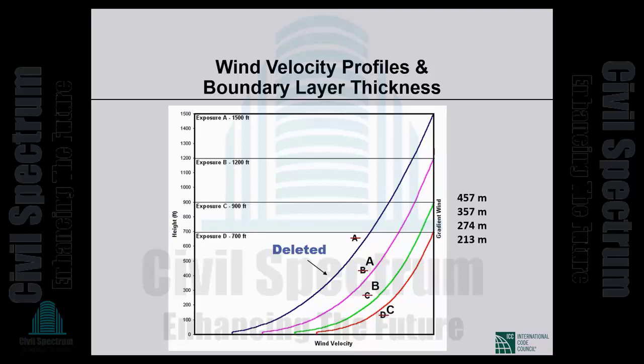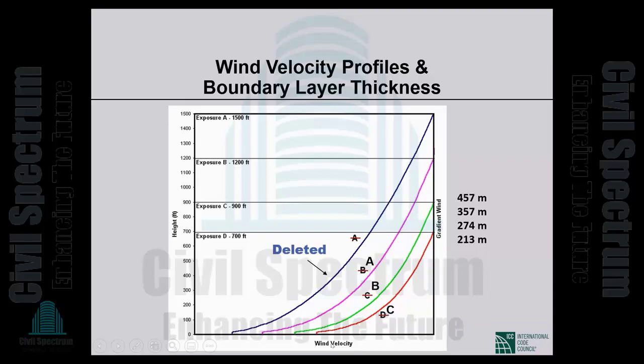So in this figure, as I mentioned, at one time we had 4 exposure categories in ASCE 7, A, B, C, and D. A was middle of large cities, B, suburban exposure, C, flat open country, D, wind blowing over a large body of water. A was dropped at one point, B, C, and D remained, and B has been renamed A in BNBC, C is B, D is C. Okay, that much I told you already.